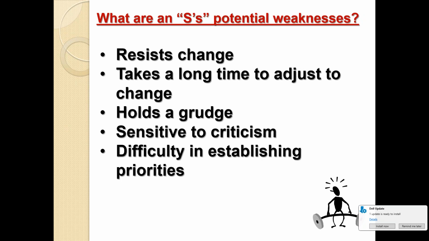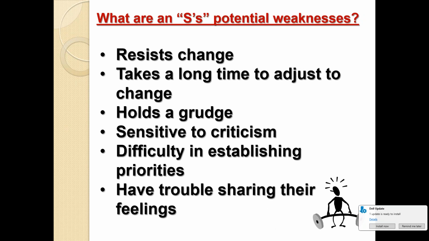Difficulty in establishing priorities. So they want to do everything, right? They don't delegate and they don't give work away, which means they have to do everything. And sometimes they don't know what's the most important thing to do, because to them, everything is important, even changing the toilet paper in the bathroom. And they have a really, really hard time sharing their feelings.